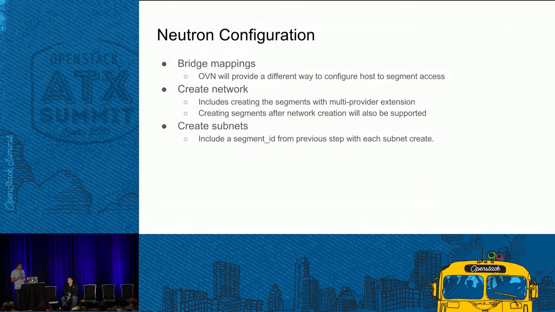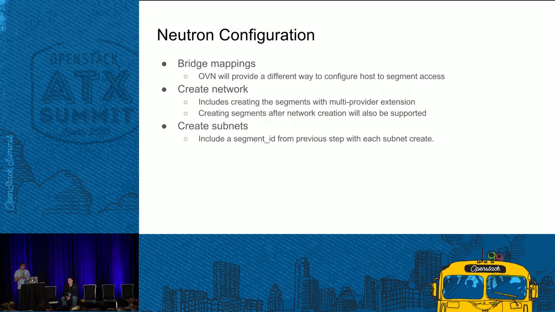The next thing is to configure Neutron. So Kevin showed you the bridge mappings in ML2. One of the things I'm really excited about is we've got this project, we're not just doing this in ML2, we're actually doing this in OVN in parallel. And we intend to release this feature equally for both plugins. They'll have their own way to provide the mappings from hosts to FISnets or segments.